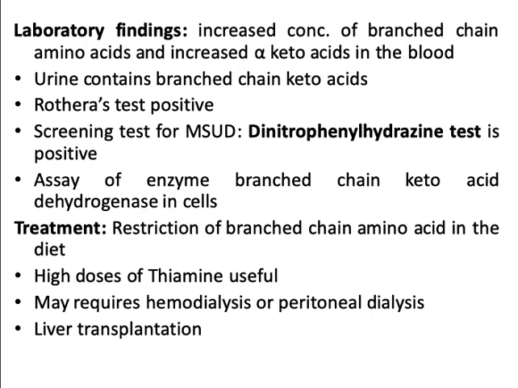Okay, coming to treatment, restriction of branched chain amino acids in the diet is one of the important treatments in MSUD. That means we have to restrict the supply of branched chain amino acids in the diet. Also, administration of thiamine in high doses is going to be beneficial. MSUD also requires hemodialysis or peritoneal dialysis. Finally, the final treatment of MSUD is liver transplantation. And one more thing, whatever the aminoaciduria, maybe phenylketonuria, MSUD or homocystinuria, etc., all these amino acid disorders are confirmed by doing chromatography.